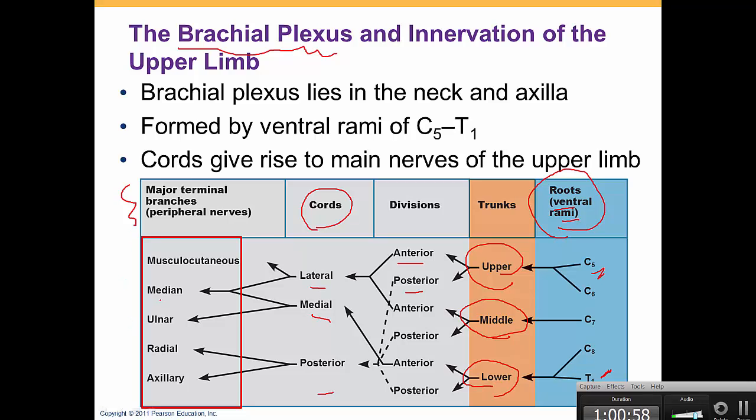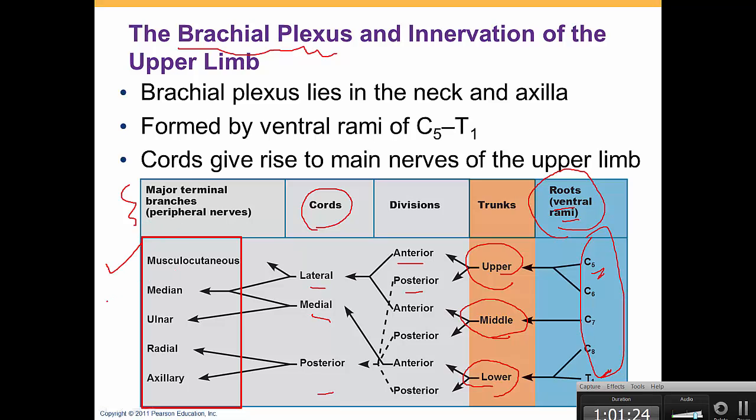So I want you not to worry much about these structures. I want you to know just the first part, which is that the brachial plexus comes from C5 to T1, and I want you to know that once these different organizations are done, you get your terminal branches. I want you to know these terminal branches.